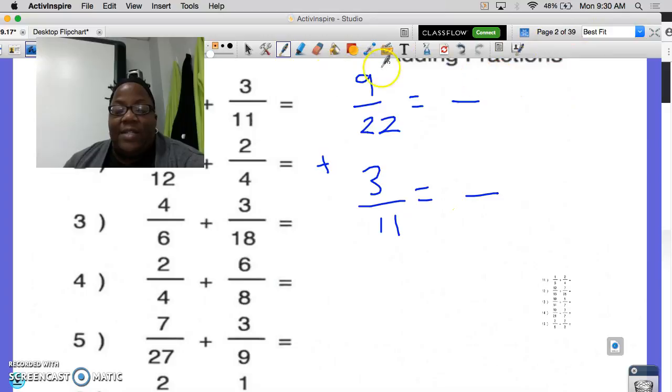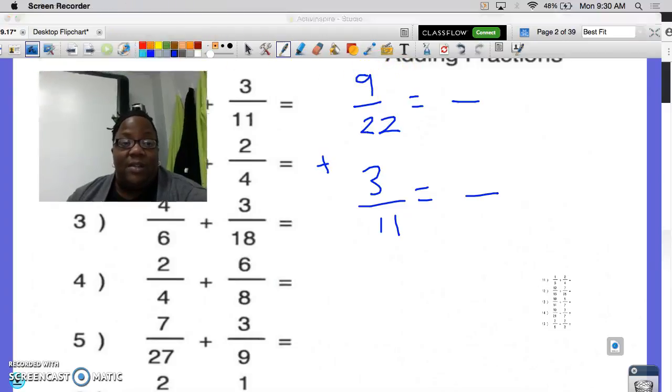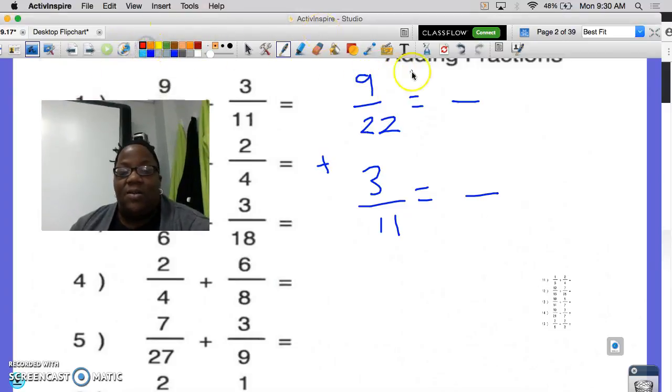Okay? Now my job is to find a bottom number that both of these will go into, also known as the lowest common denominator. What that means is, what is the smallest number that both of these will go into? Sometimes I hear a lot of mistakes. Students will say, oh, I know, 2 is the smallest number they will both go into. And that's incorrect, because if you say that, what you're trying to tell me is that 22 will fit in a 2, or 11 will fit in a 2.